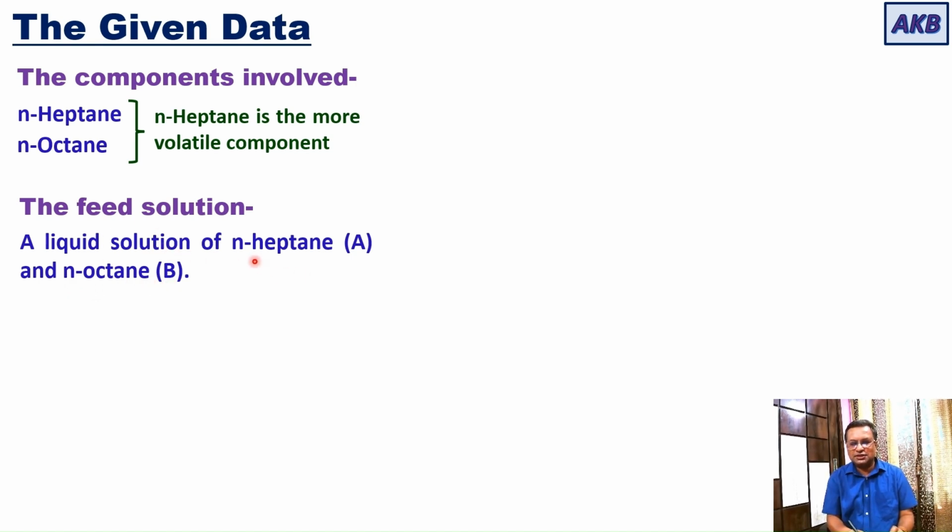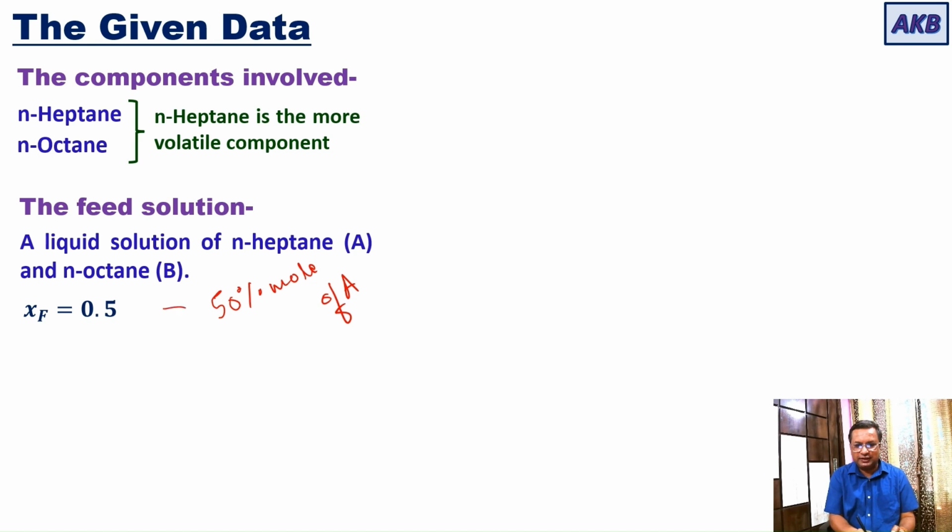The feed solution is containing 50 mole % of N-heptane in it. That means in this case XF is 0.5. XF stands for the mole fraction of the more volatile component in the feed. We have percentage mole of the more volatile component. It is 50%. And if you divide it by 100, you are going to get the mole fraction. So that's why XF is 0.5. So what is given to us in the numerical statement? It is 50% mole of A.